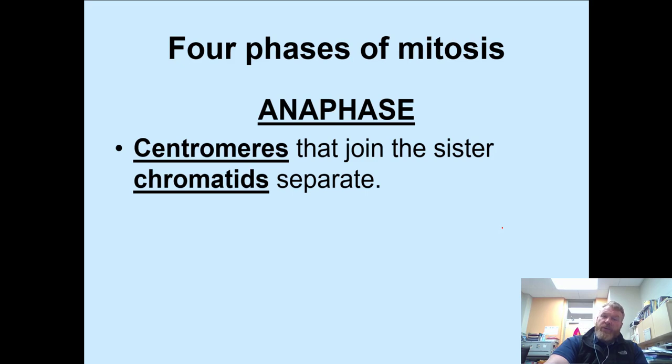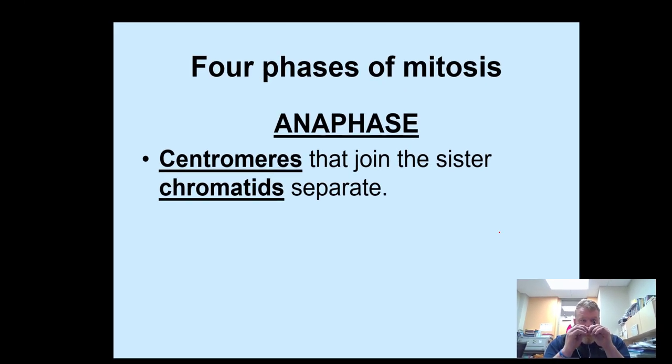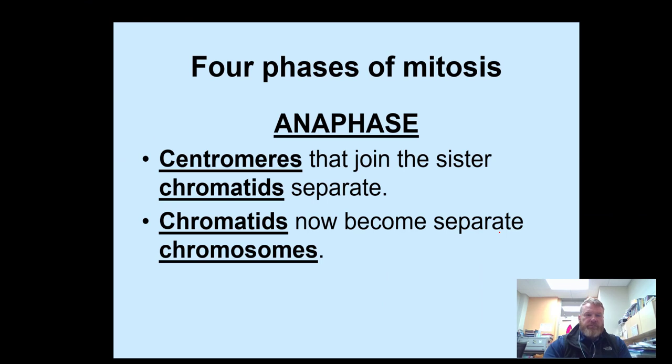Anaphase, they're going to be pulled apart in anaphase. So at the centromere that joins the sister chromatids, they're going to separate. They just go bloop, one goes one way, one goes the other. Now the sister chromatids are identical. So what they're doing is splitting apart, that way equal sets of chromosomes go to each side.